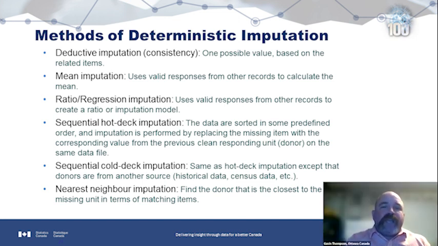So different types of deterministic imputation. So deductive imputation, so that's one possible value based on related items, which is what I talked about with pregnant men. Mean imputation, so it uses valid responses from other records to calculate the means. So the mean being average. So for example, to make this very simple, if we're looking at income and we have males and females, you could say that we'll take the average income for males and impute any value for male that's missing with that. And then the average value for females.